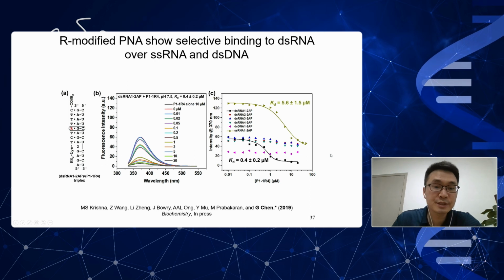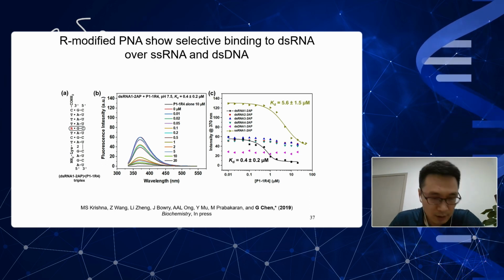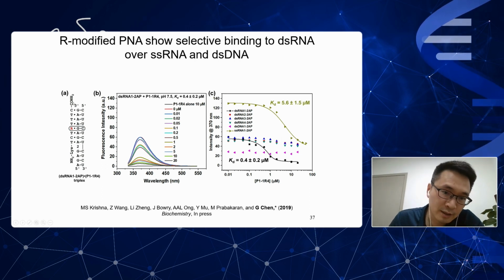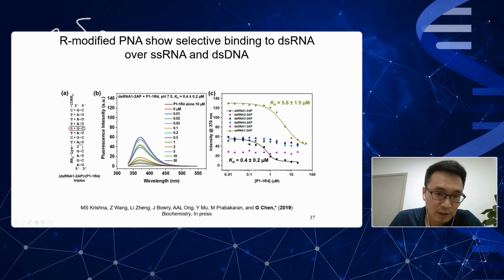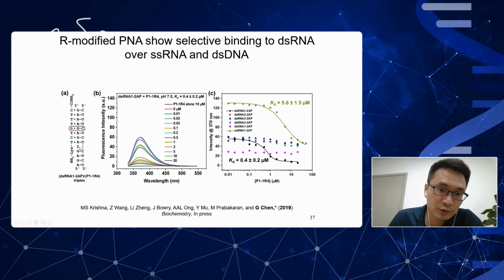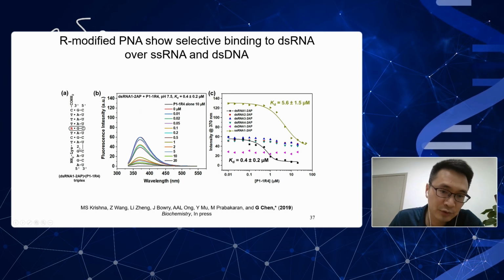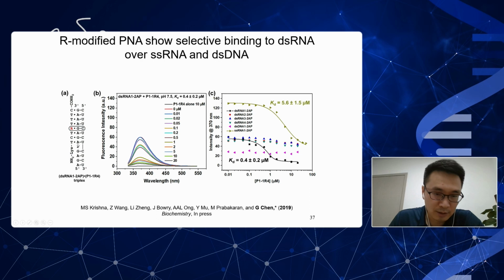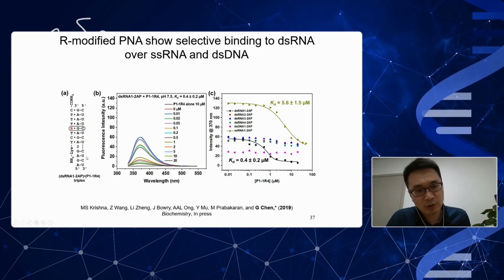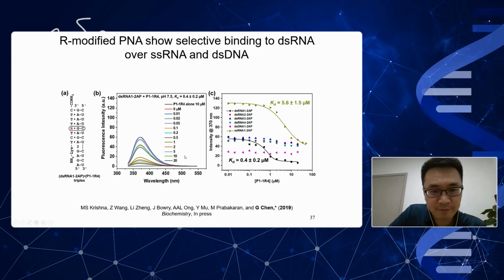And we also use a fluorescence binding assay to demonstrate this. On the left side, you can see this R-modified PNA, which is a model PNA. We also use this so-called 2-aminopurine modified PNA, using a number 2 to represent the modified base. 2-aminopurine is fluorescent, so when we titrate the PNA into the RNA, we can see a fluorescence change if there's binding.